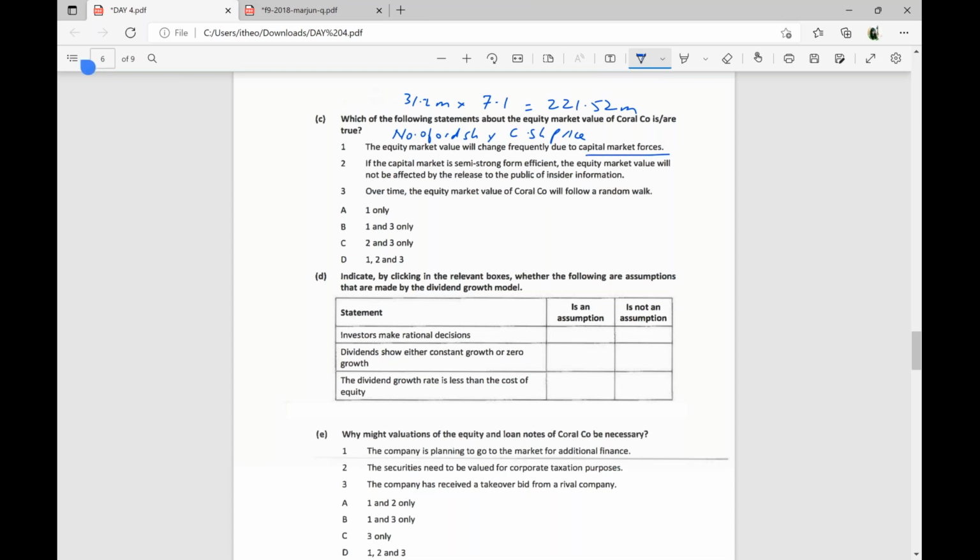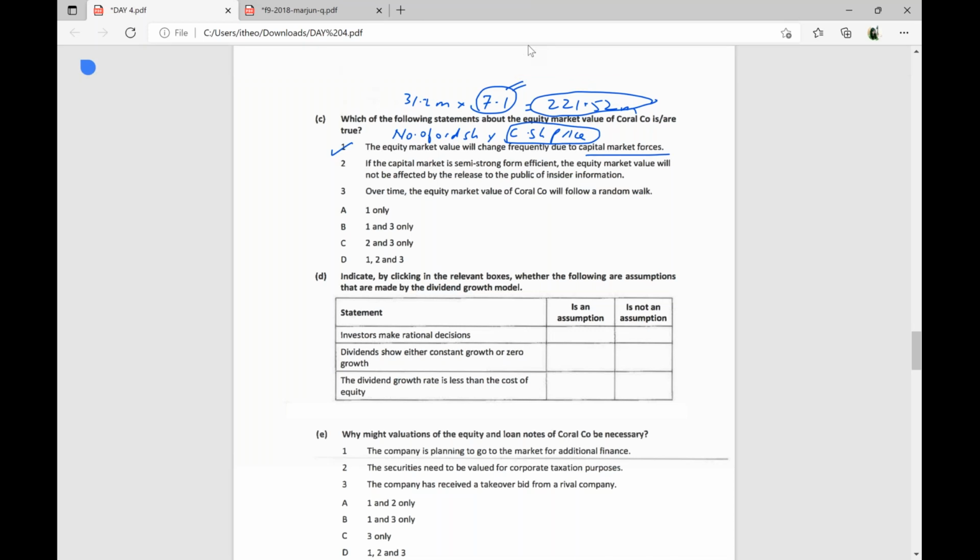Now, do you agree that due to capital market forces, the share price changes? Yes, due to capital market forces and market conditions, the share price changes. So obviously, when share price changes, the equity market value will also change. When capital market forces play their role, market pressures, environment, market conditions, the share price will change, and that will change equity market value. So this statement seems true, because market forces change share price.